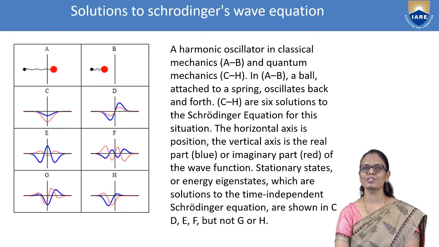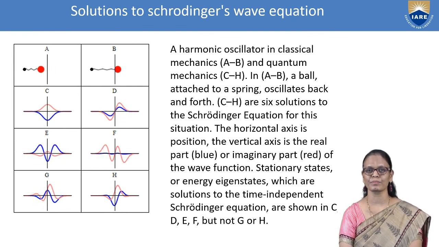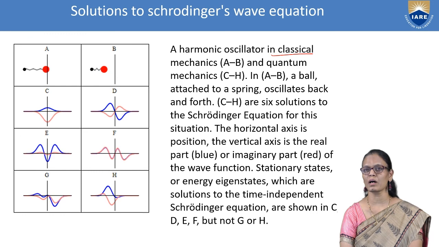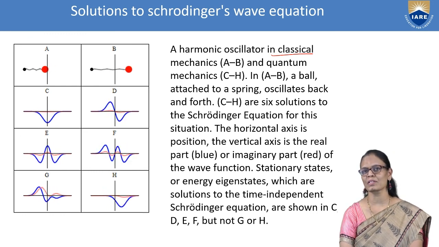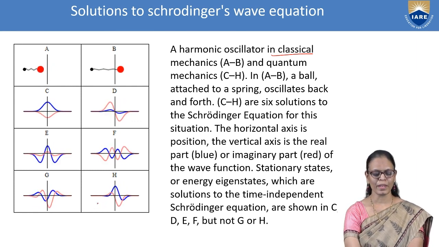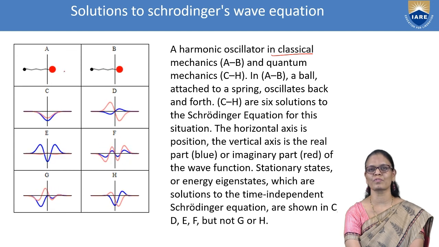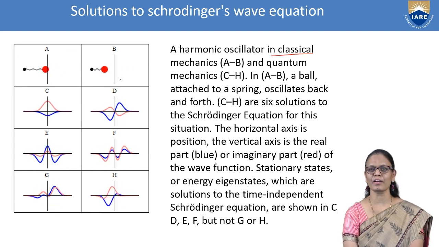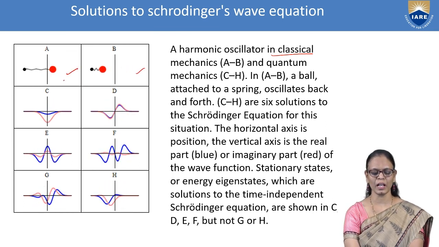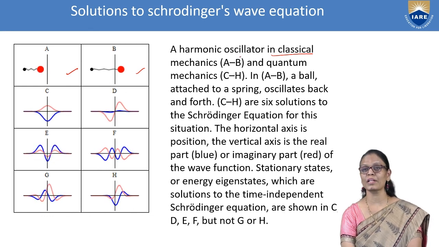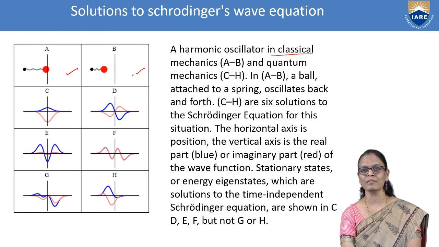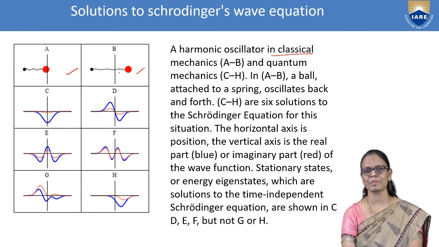Now, what are the solutions to these equations? How do you see this solution? In classical mechanics, take a harmonic oscillator. What do you mean by harmonic oscillator? Harmonic motion is a periodic, to and fro motion. Now I consider this particle which is moving to and fro. In classical mechanics, if I have to represent the vibration of this particle, this is how I can represent it. So the harmonic oscillator in classical mechanics can be represented by these two diagrams, A and B.